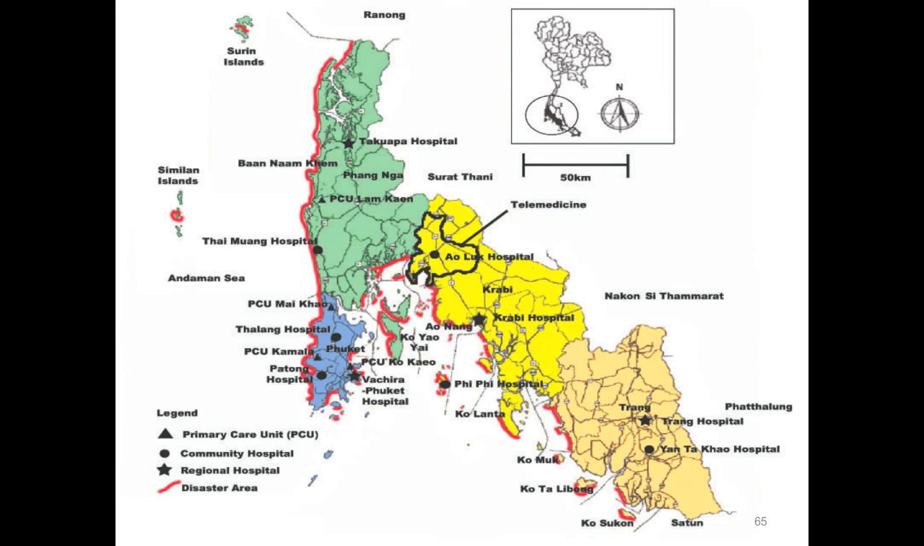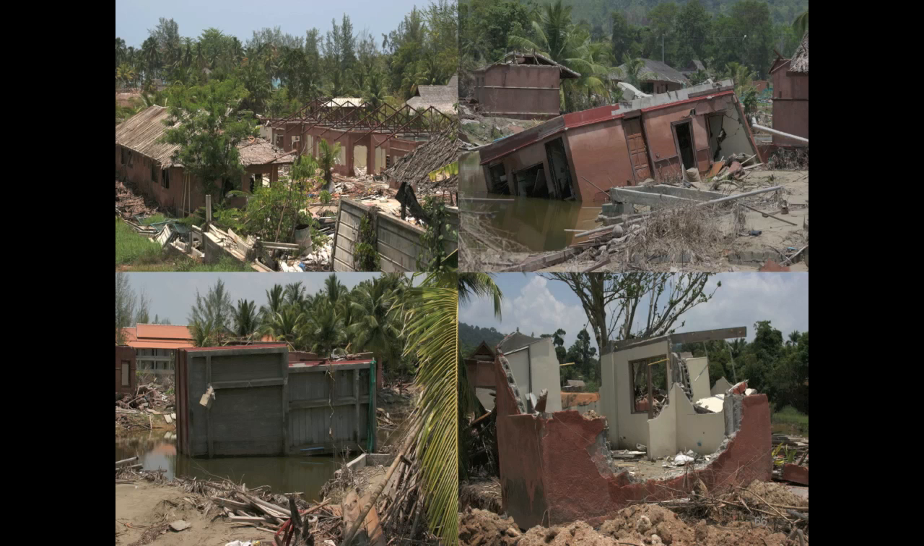The map shown in slide 65 draws with a red line the coastal areas that were subject to the most extensive damage. And to give you an idea of what this looks like, and these, by the way, are my own pictures that I took during surveys right after the event. This is a coastal resort in Phang Nga province.